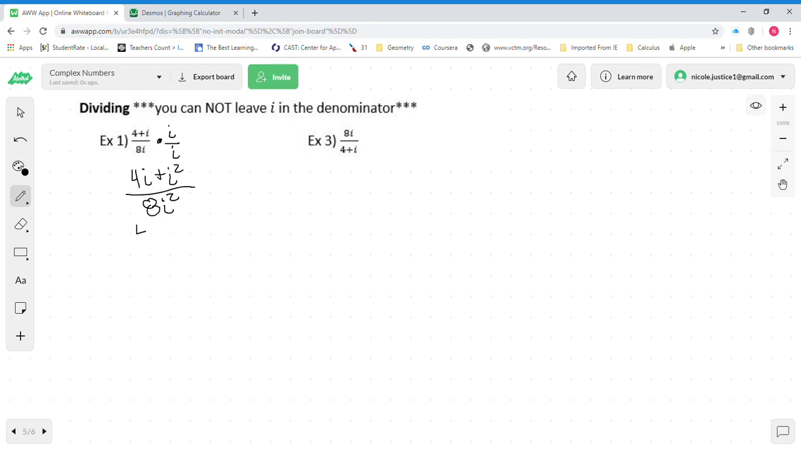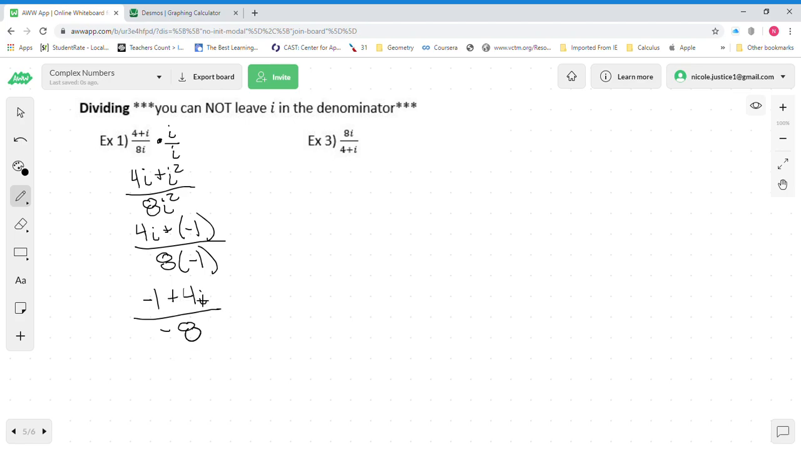So 4i is going to stay the same, but i squared is negative 1. Same thing on the bottom. Our i squared is really just negative 1. And when I do this, I'm going to make sure the top is in standard form. So I'm going to flip it around, and I have negative 1 plus 4i over negative 8. So now there's two ways they could give you the answer.